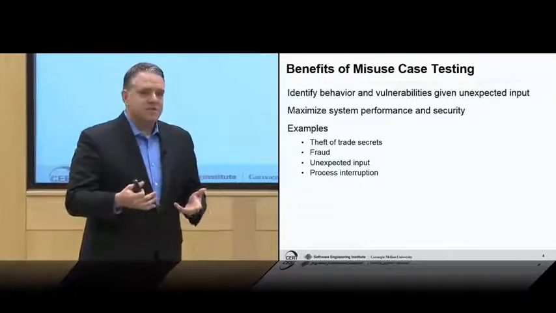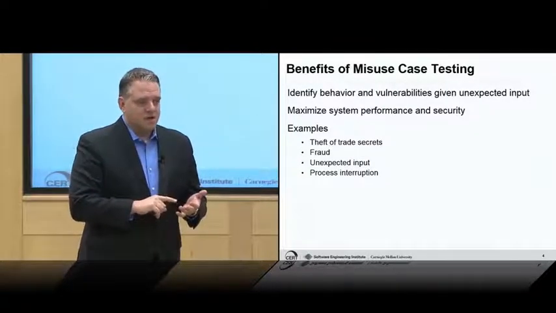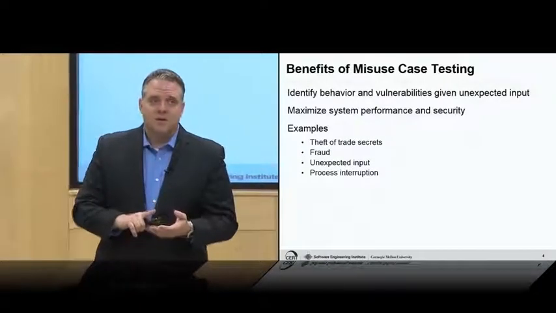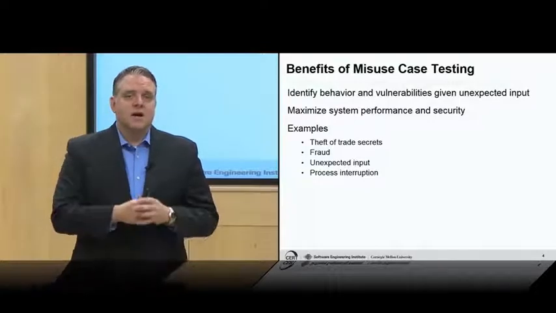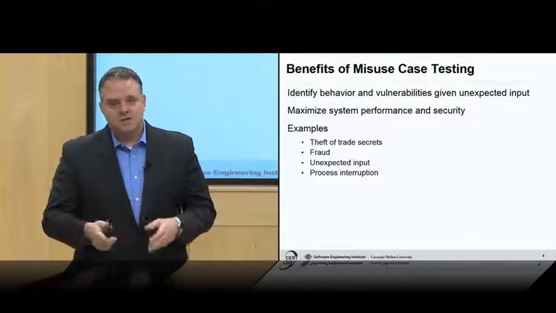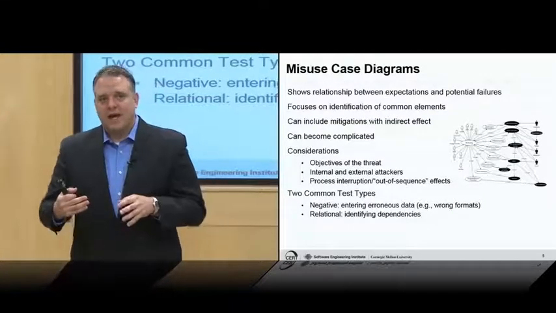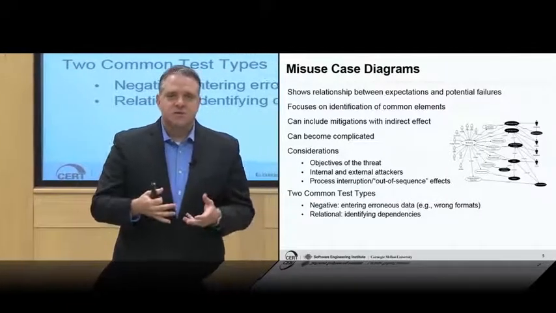Some examples of this, some inputs that you might want to think through, are theft of trade secrets, perhaps fraud, or unexpected inputs, or even process interruption. How does your application respond to each of these cases? How do you determine what cases to use and how to actually go about doing misuse case testing?